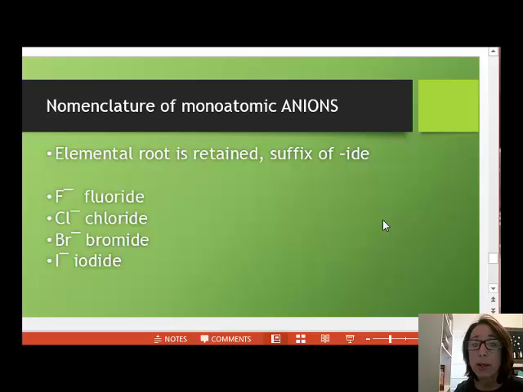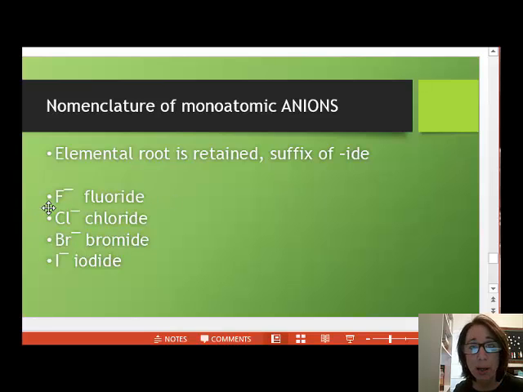Monoatomic anions are formed from nonmetals that gain electrons. The name of a monoatomic anion is determined by the elemental name and ends in the suffix "ide." We know that the halogens all form anions with a -1 charge. Capital F, or fluorine with a -1 charge, is known as fluoride.